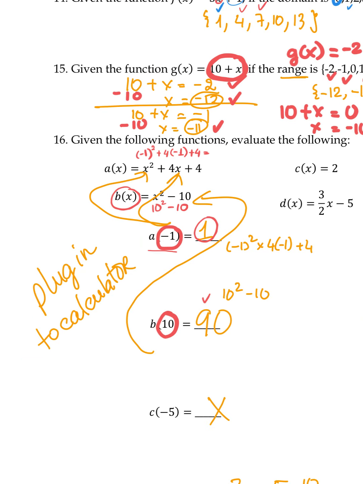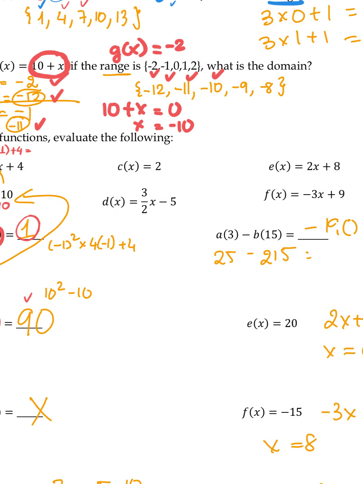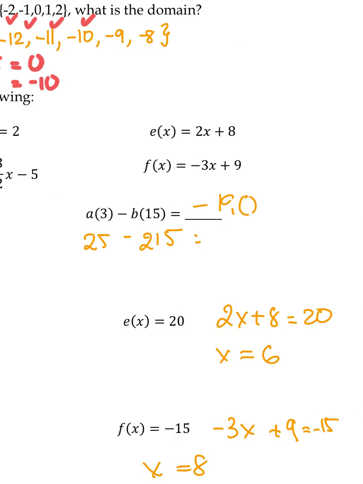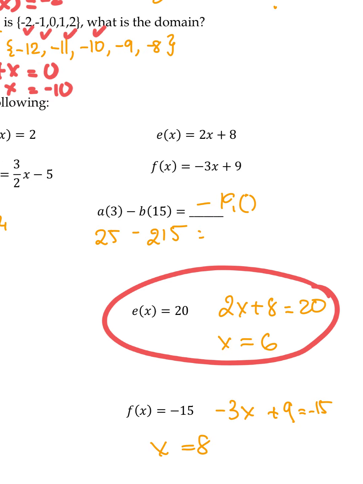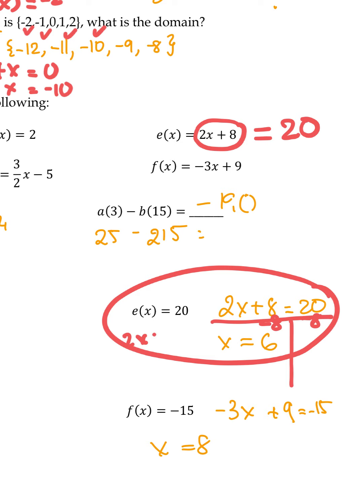That is when you know x. Sometimes you don't know the x. For example, they give you this function right here. E of x is now 20. So the function e of x is 20, which means this whole thing right here is equivalent to 20. They don't give you the x, you find the x. So you set this up: 2x plus 8 is 20. Draw the line, -8 on both sides. You get 12, 2x equals 12. You divide by 2, you get x is 6.